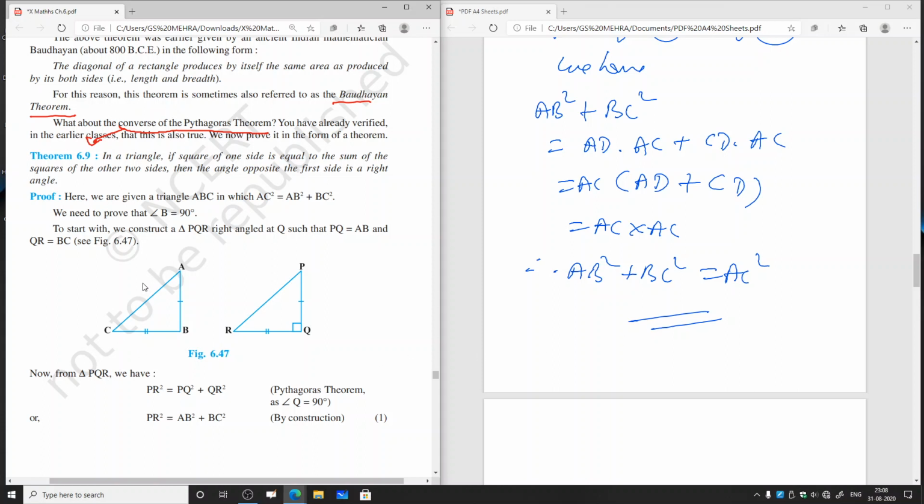So suppose the figure ABC is given to us. In this, suppose it is given in any triangle that AC square equals AB square plus BC square. In that case, the angle opposite to AC will be 90 degrees. So this is known as the converse of Pythagoras theorem.